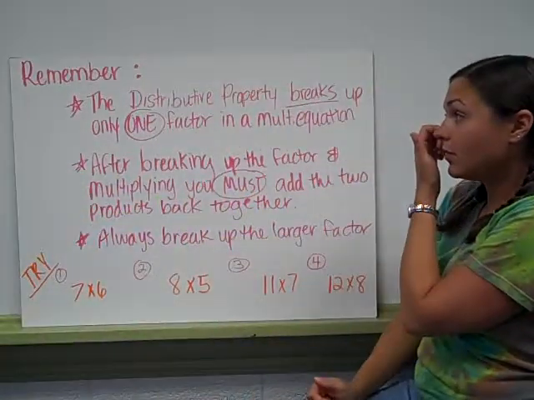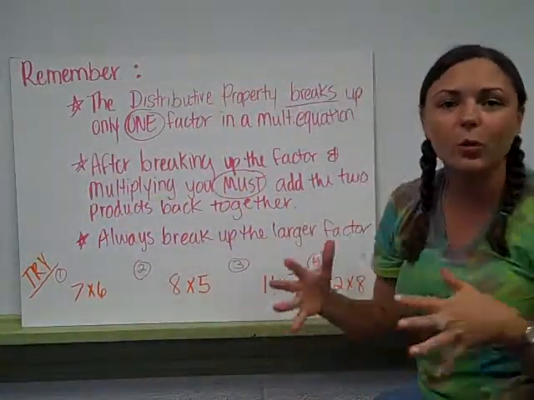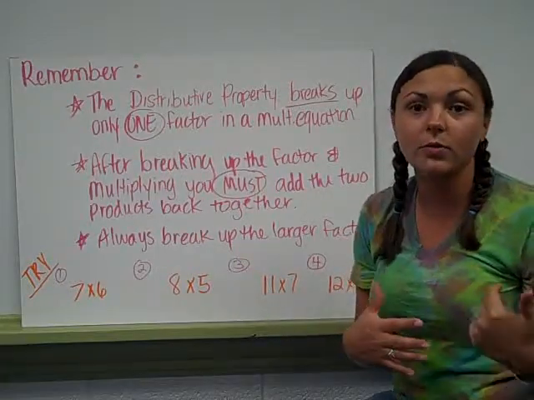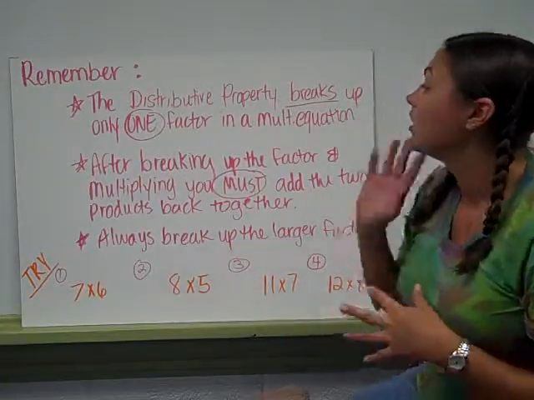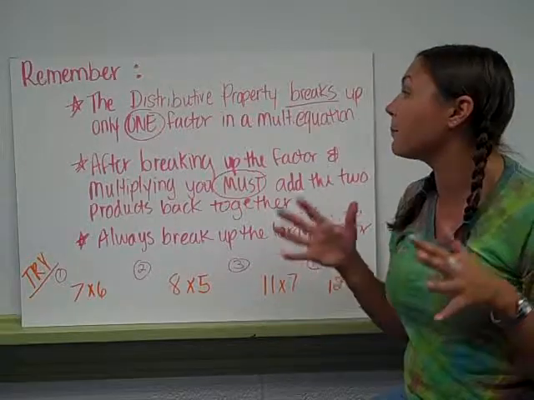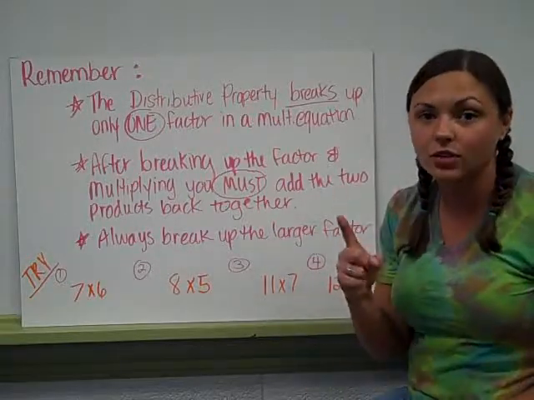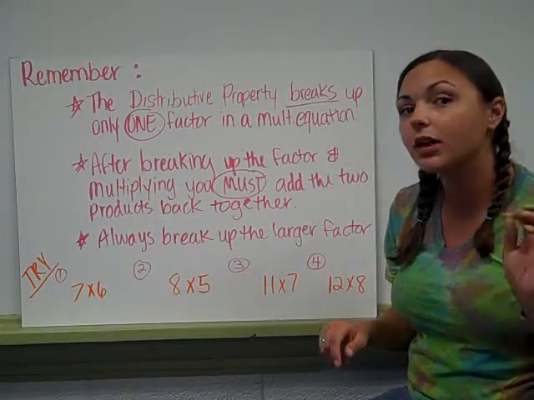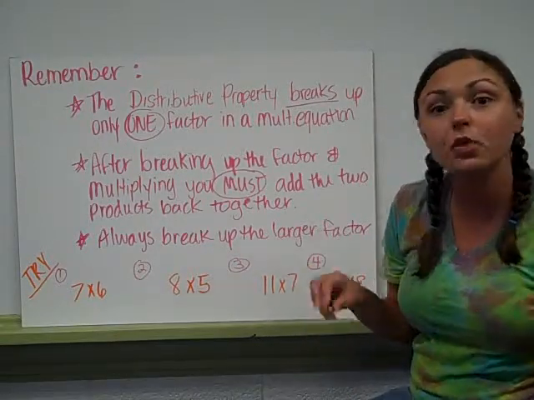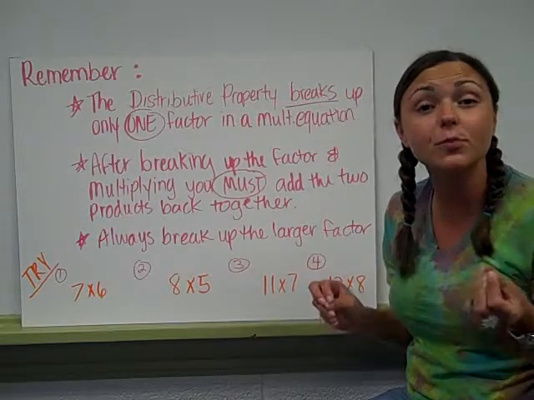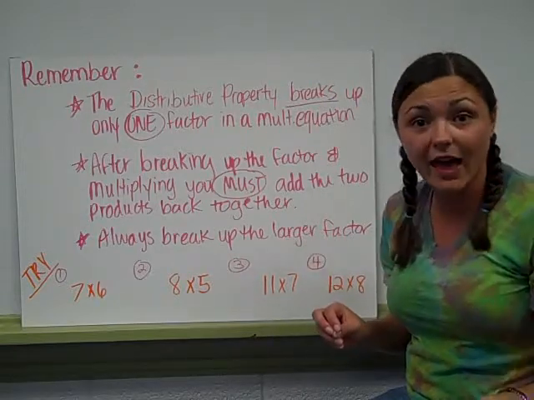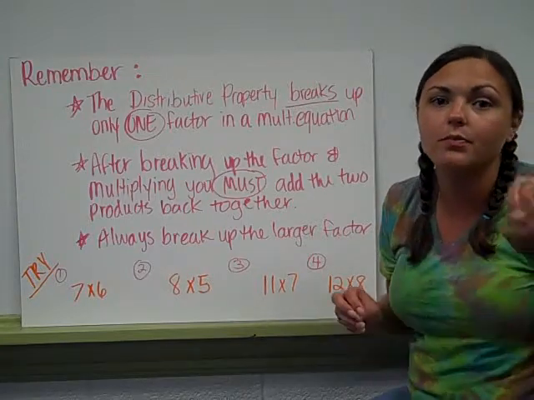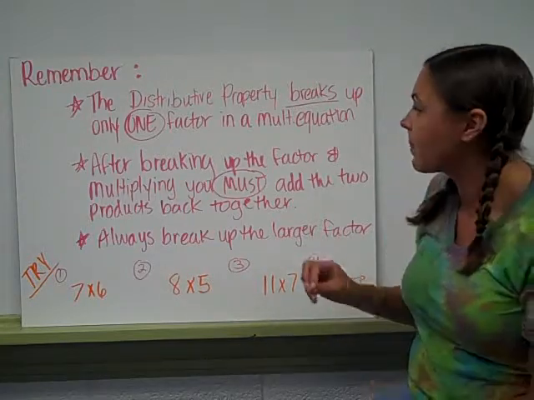All right, and this is our last slide. These are some key points I want you to remember and be able to come to class tomorrow ready to discuss. Number 1, the distributive property breaks up only one factor. If I have the problem 12 times 8, I'm not going to break up the 12 and the 8. I need to pick which one I'm most uncomfortable with for that fact group and break that one up. Most likely you should break up the 12 because it's bigger.